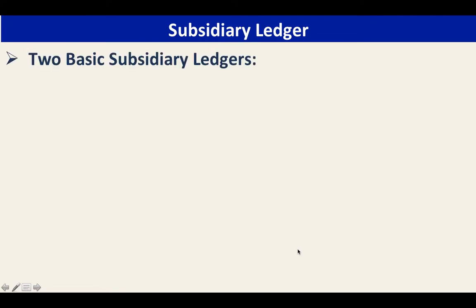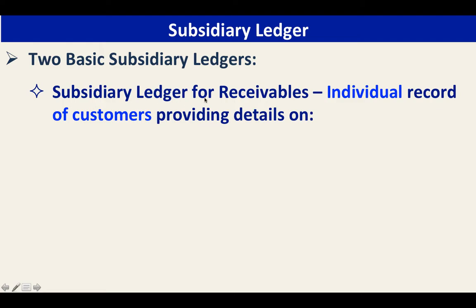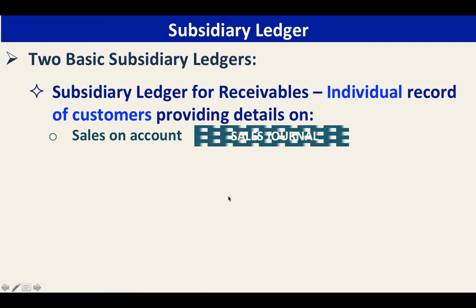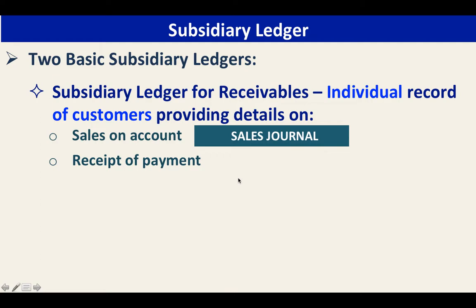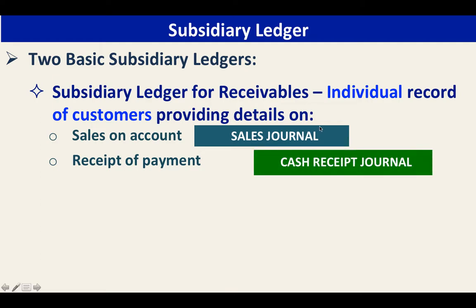There are two basic subsidiary ledgers. Subsidiary ledger for receivables. These are individual records of customers providing details on. So subsidiary ledger for receivables, individual record ito ng customers natin. Ano ang binibigay? Yung mga sales on account, okay, which are our receivable to that customer. And we can extract the sales on account from sales journal and the receipt of payment from our customer. And we have a record of that from our cash receipt journal.